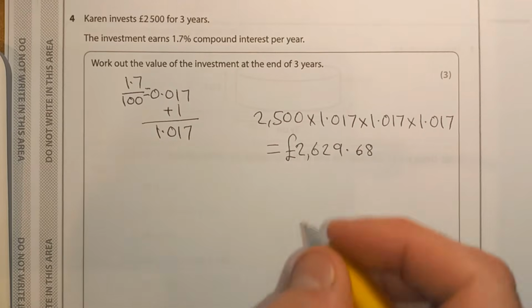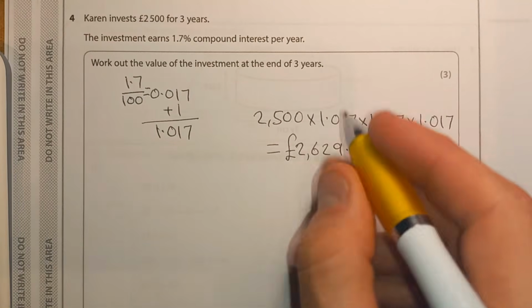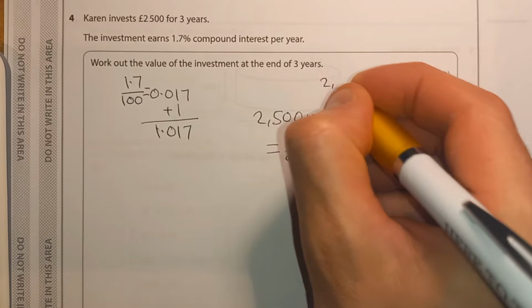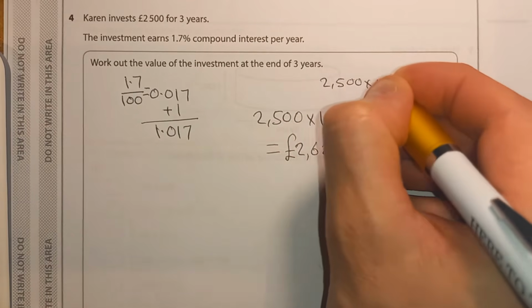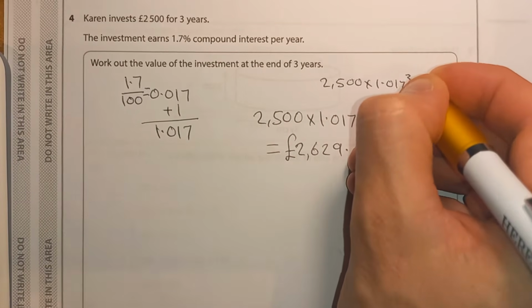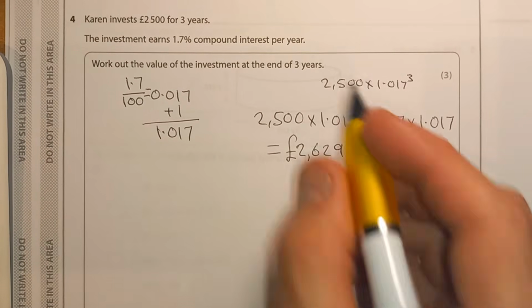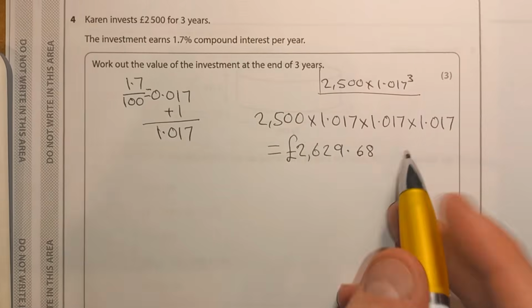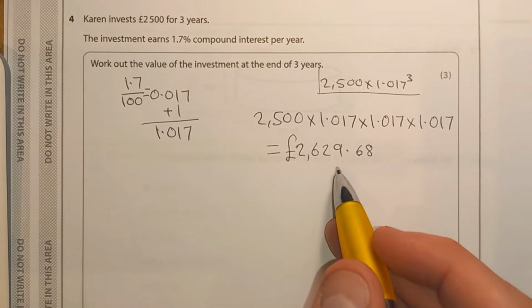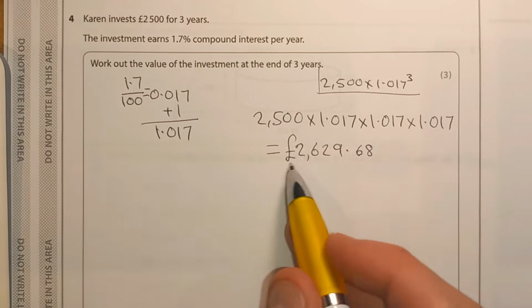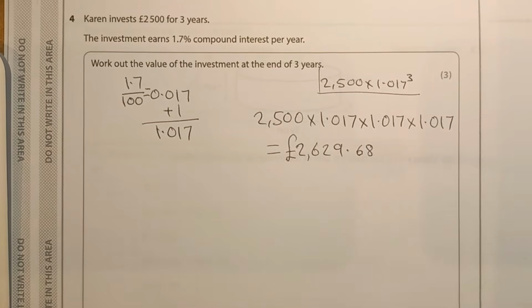Now, if you had a scientific calculator and you were using the formula, you could go straight with 2,500 times 1.017 to the power 3, which is exactly the same as what we're doing here. Okay, but just showing it doesn't matter if you do it with a simple calculator or scientific calculator, you should get that same answer.